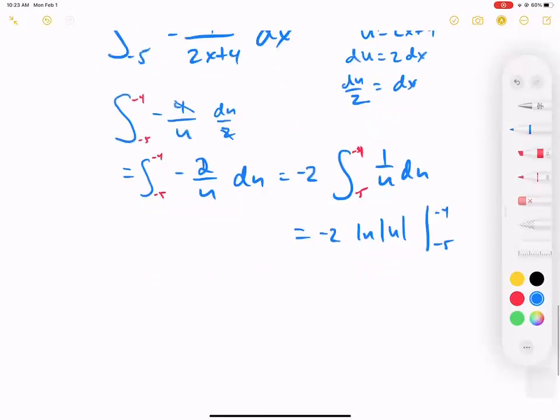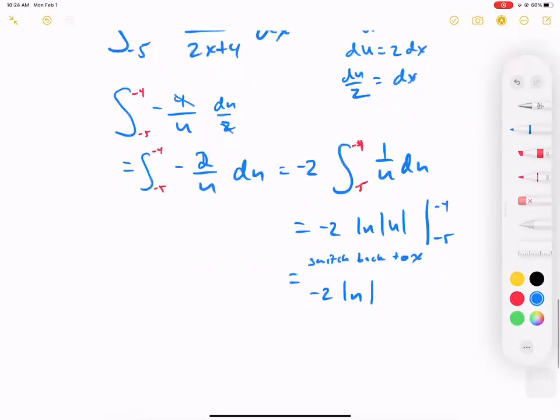We have to make sure we switch back to x. -2 natural log of, we said our u was 2x plus 4, 2x plus 4. Plugging in -4, -5. Do I have to write plus c here? No, because it's a definite integral. I gave you our boundaries, our a and our b value.